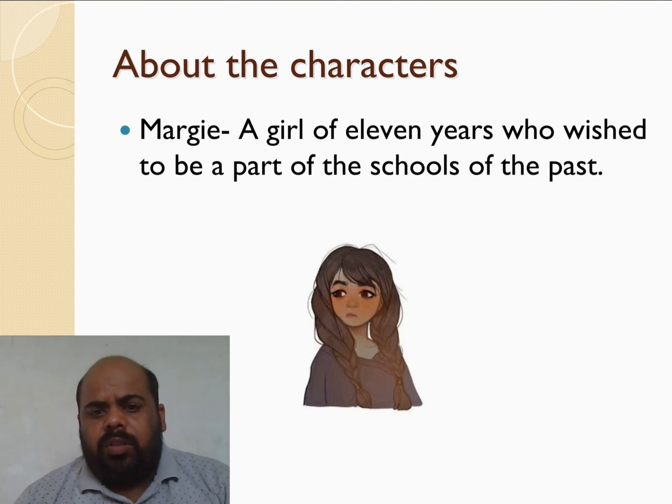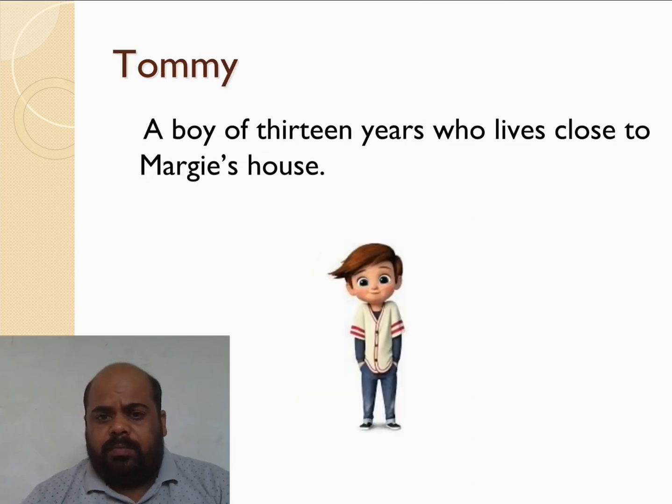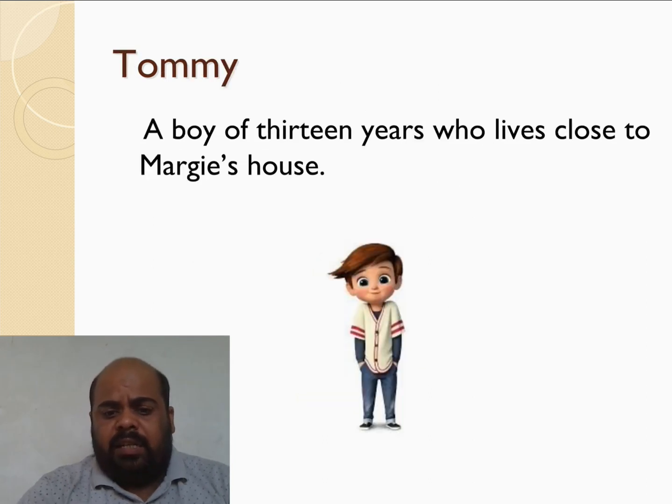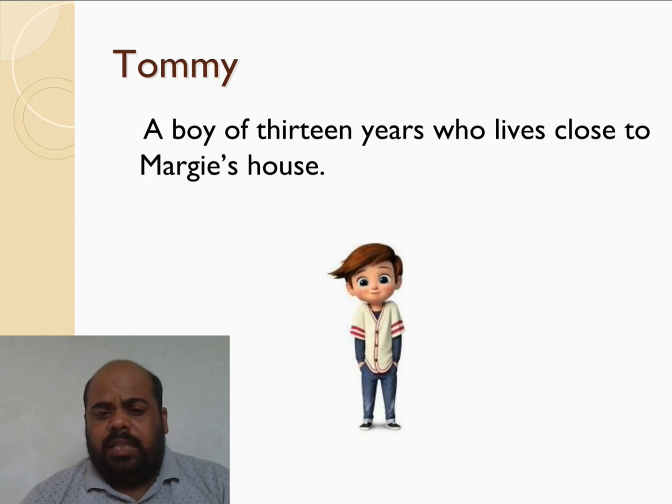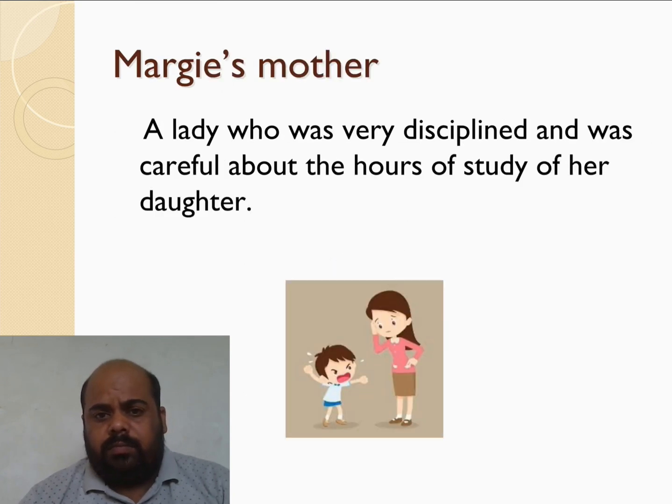Now let's talk about the characters. There are four main characters in this story, and the first character is Margie, an 11-year-old girl who wished to be a part of the school of the past. Our next character is Tommy, a 13-year-old boy who lives close to Margie's house.